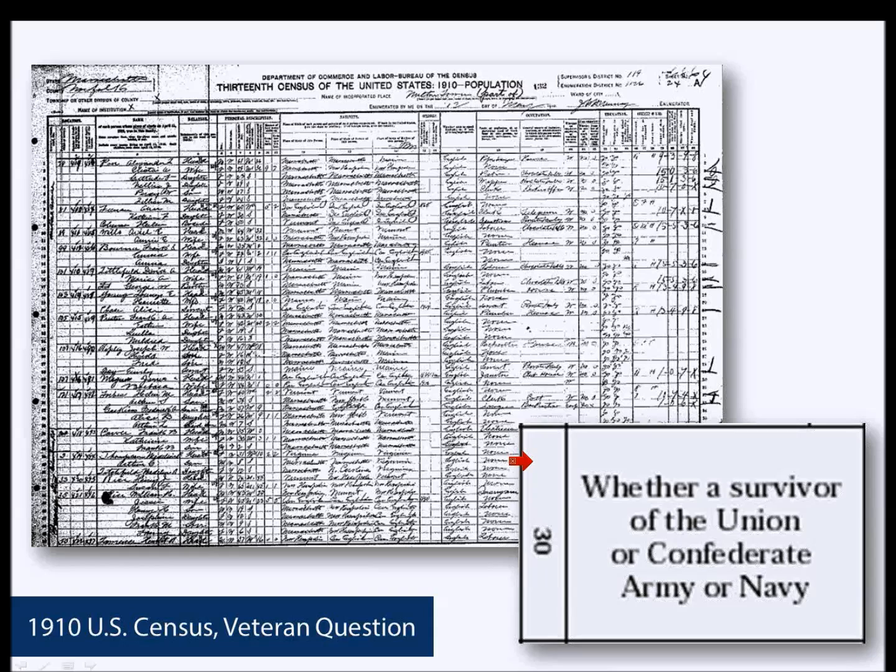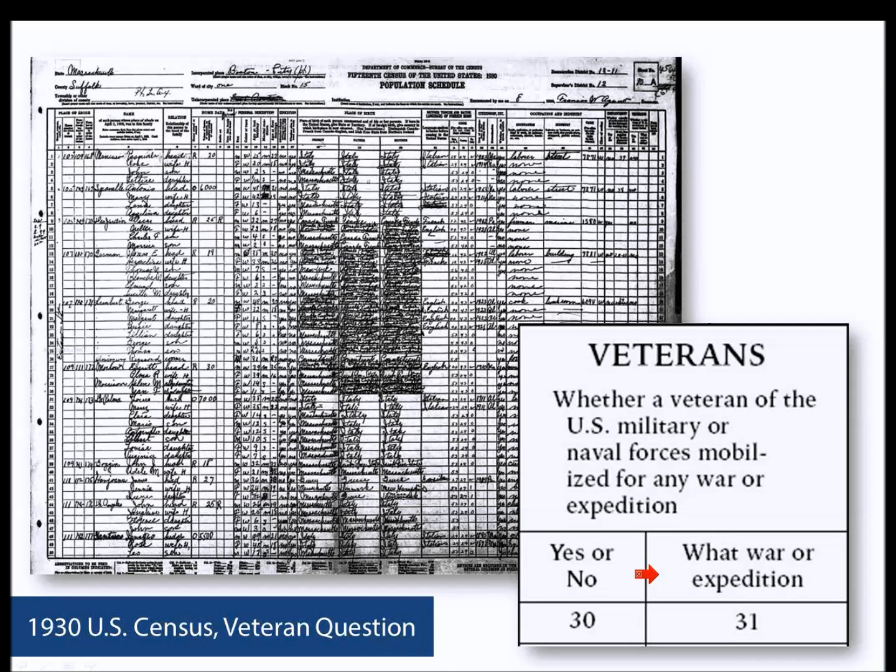This might be that first clue that you find while looking at a census that indicates your ancestor did in fact serve in the Civil War. The next census jumps ahead 20 years.